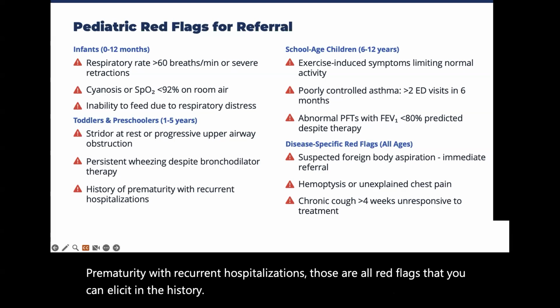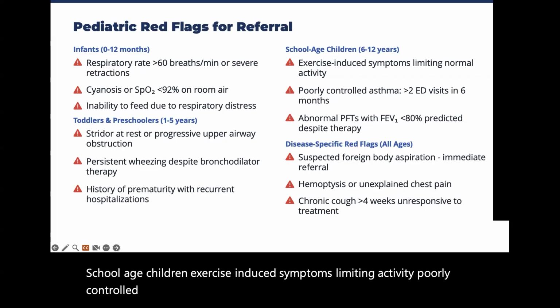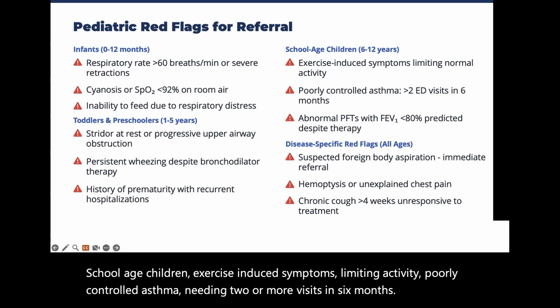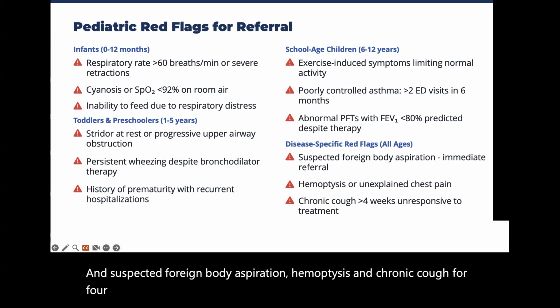School-age children: exercise-induced symptoms limiting activity, poorly controlled asthma needing 2 or more ER visits in 6 months, suspected foreign body aspiration, hemoptysis, and chronic cough for 4 weeks. All of those require referral and evaluation.